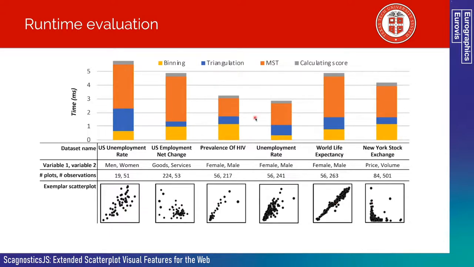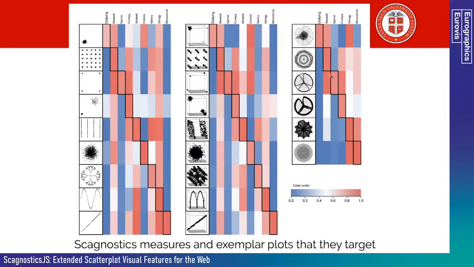Currently, the time-consuming computation tasks are triangulation and building the minimum spanning trees from the data points, while calculating the scores is fast. Furthermore, we also generated a set of synthesized plots for each of the targeted scagnostics measures. It's worth noting that the scores for the measures that the plots target are flat, with higher values, for 2D versions, for 3D versions, and also for higher dimensions.